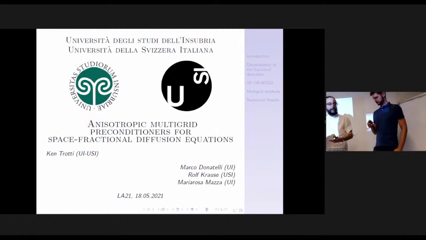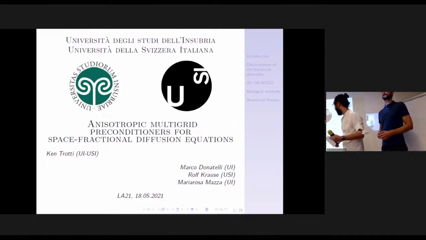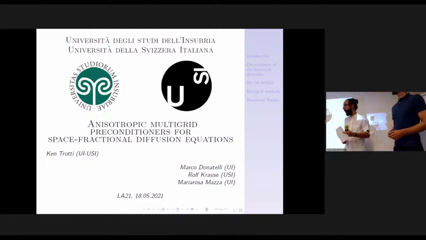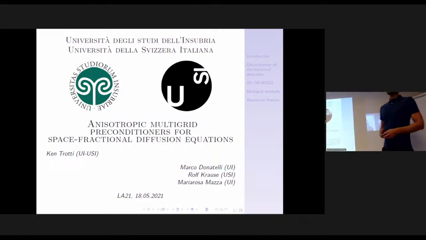The next speaker is Caputo, again from University of Insubria, and he will talk to us about multigrid methods for the solution of space fractional diffusion equations. So, the first introduction.